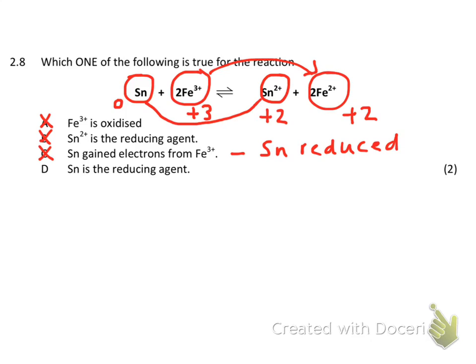So it looks like D is the correct answer. Let's just have a look at it. Sn is the reducing agent. If that's the case, then it's oxidized, which means its oxidation number increases, and we can see Sn goes from 0 on the left to +2 on the right, which means that's a correct answer. So D is the correct answer for 2.8.